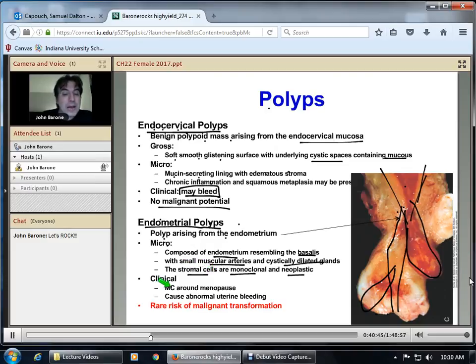Now, they're most common around the menopausal age, and they're going to present with abnormal, irregular vaginal bleeding. Good news is you go in, you remove them, and it's benign. But the key is you always have to look for malignancy, because there is a risk that these polyps can turn malignant, or they may just be a polypoid malignant tumor in the first place. So these are the ones that have malignant potential. Remember, endometrium potentially could be malignant. And the cervical ones, I'm never worried about those.